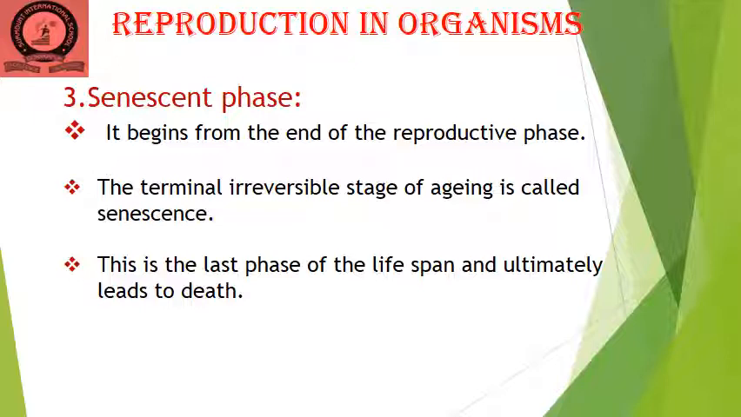Third and last phase of life cycle is senescent phase. It begins from the end of the reproductive phase. The terminal irreversible stage of aging is called senescence. This is the last phase of the lifespan and ultimately leads to death.